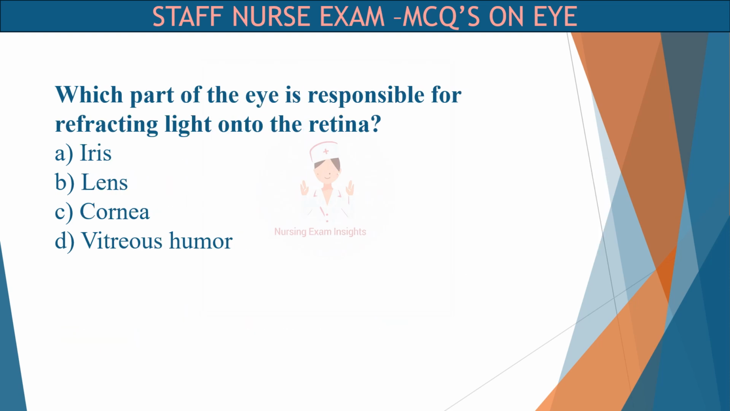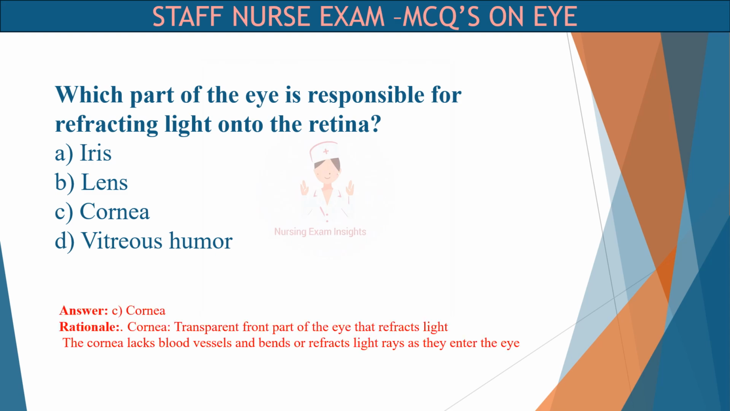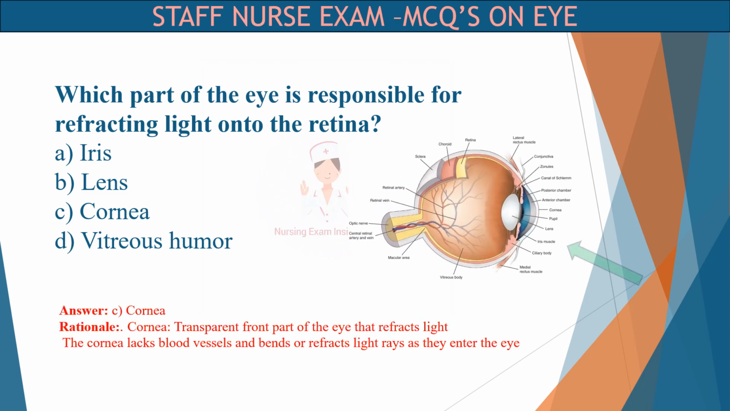Which part of the eye is responsible for refracting light onto the retina? A. Iris, B. Lens, C. Cornea, D. Vitreous humor. The right answer is C. Cornea. Cornea is a transparent front part of the eye that refracts light. The cornea lacks blood vessels and bends, or refracts, light rays as they enter the eye.